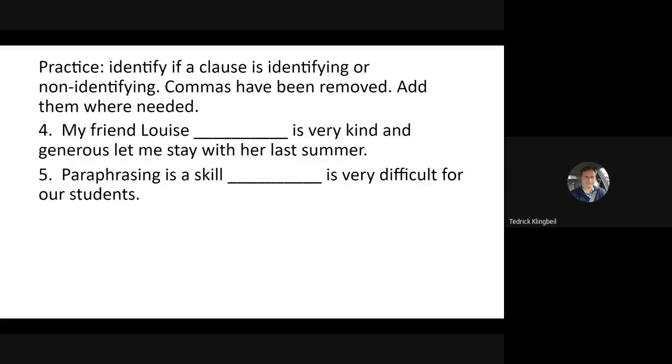Okay, another one. Identify if a clause is identifying or non-identifying. Commas have been removed. Add them where needed. My friend Louise blank is very kind and generous, let me stay with her last summer. Number 5, paraphrasing is a skill blank is very difficult for our students. So again, add the correct clauses and tell whether it's identifying or non-identifying. Add commas if need be. Okay, go ahead.